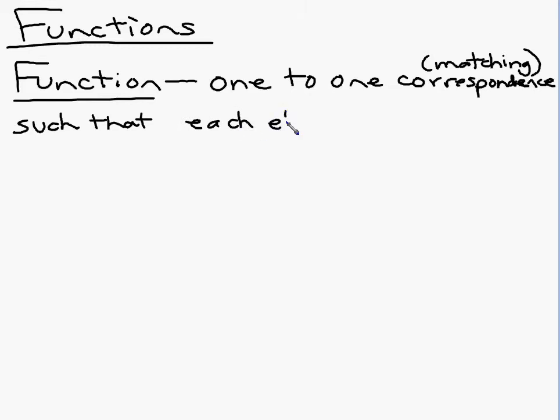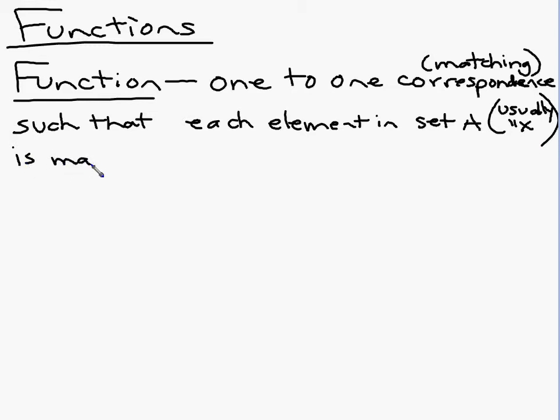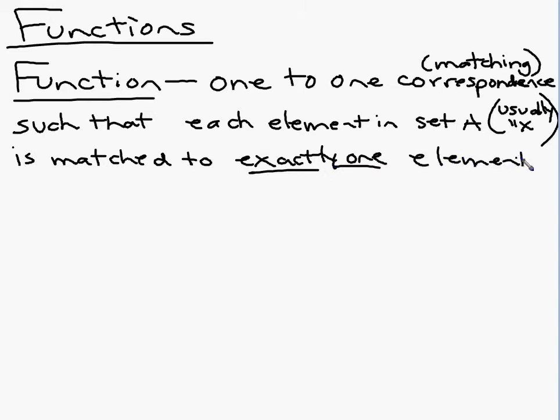each element in set A, which of course is usually x, is matched to, this is very important, exactly one element in set B, which of course is going to be a y, usually. Okay?